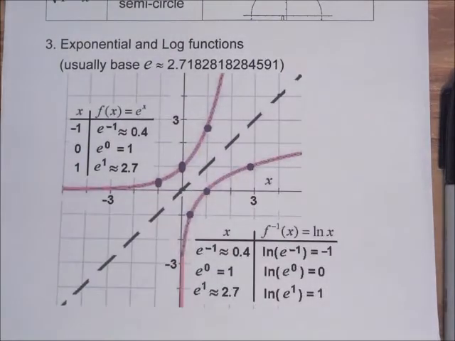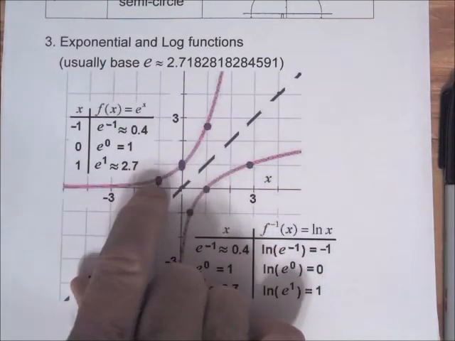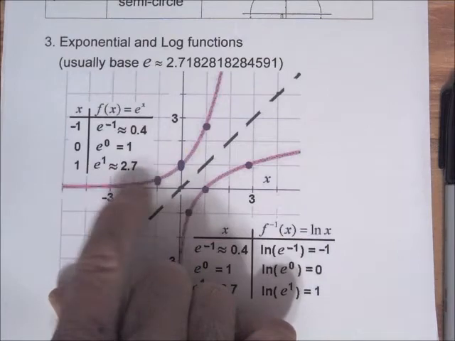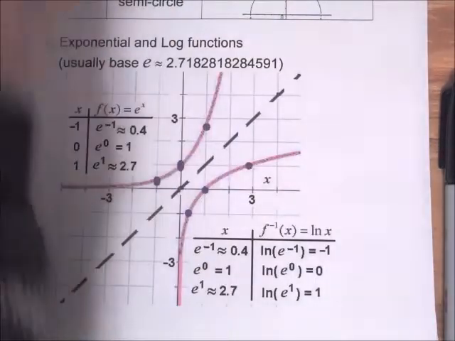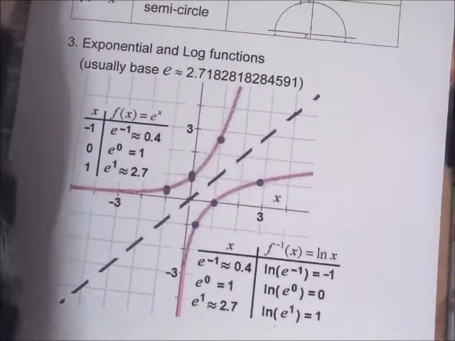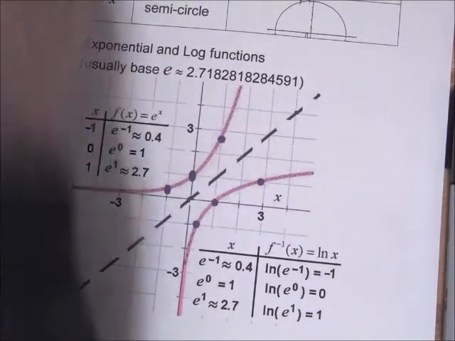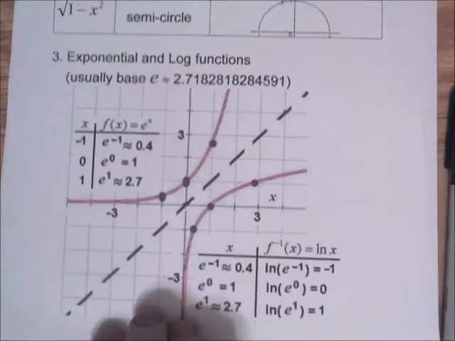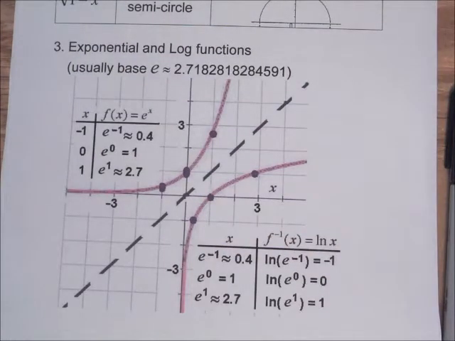And these have asymptotes also. The exponential function has a horizontal asymptote y equals 0, and the log function, I'm frozen here. To unfreeze. I think I'm unfrozen now. The log function has a vertical asymptote, x equals 0.